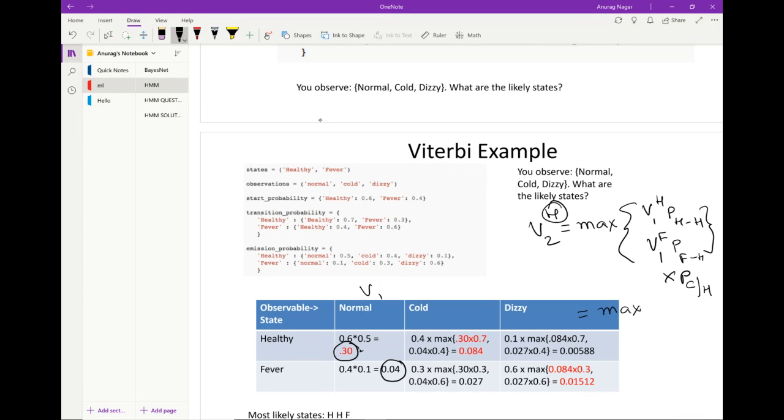Now, let's say what is the max of two terms. So this means 0.30 multiplied by the healthy to healthy jump. If you look at the transition, healthy to healthy is 0.7. And then the second term will be 0.04 multiplied by the fever to healthy jump, which is 0.4. So which one do you think is larger? Well, my claim is the top one is larger. There is no question of this. This is larger, multiplied by the probability of healthy emitting cold, 0.4. And what you look at here is there are three terms multiplied, 0.084 if I'm not wrong.